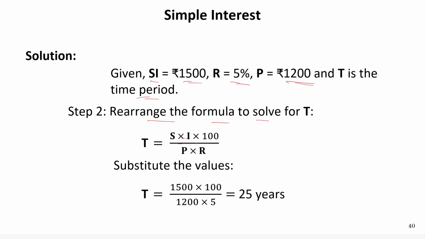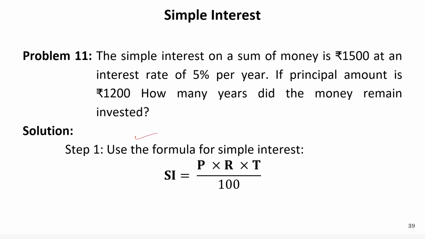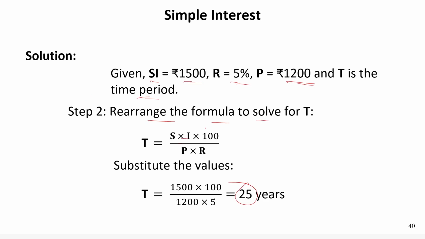So T is equal to what? SI into 100 by PR. So substituting this value, what we are left with is 25 years. So if the simple interest on a sum of money is 1500 at an interest rate of 5% per year, and the principal amount is 1200, then how many years did the money remain invested? So it remained invested for 25 years.